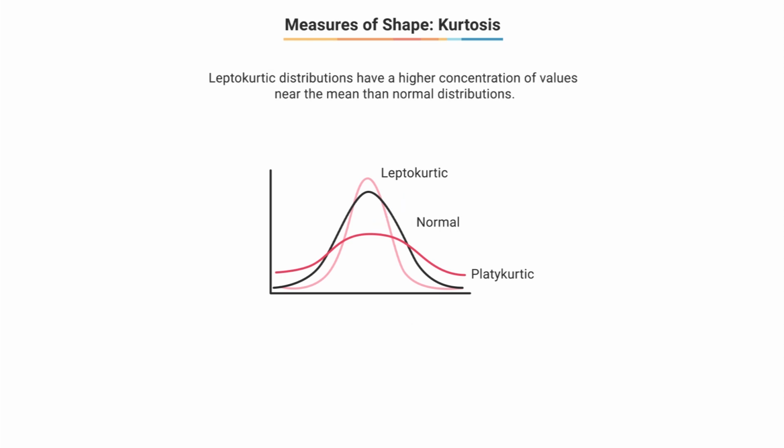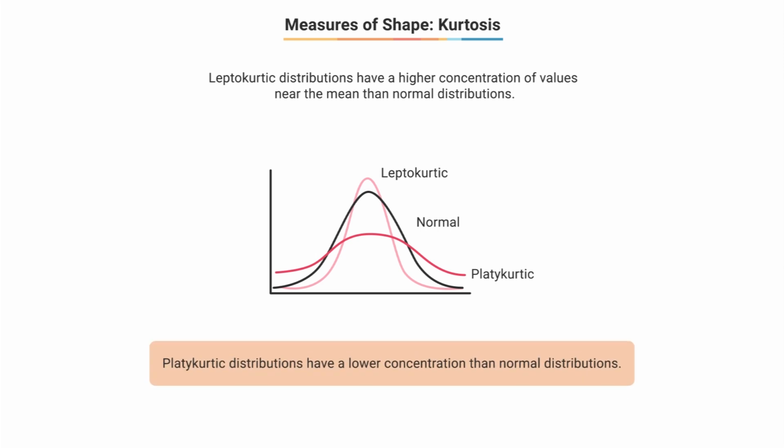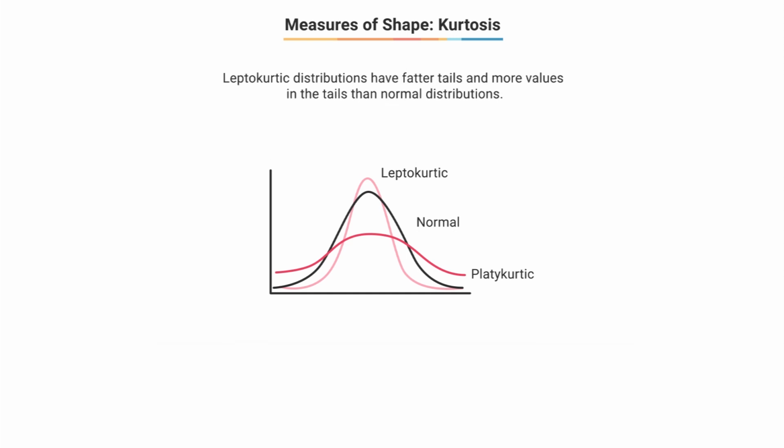A leptokurtic distribution has a higher concentration of values near the mean of the distribution compared to a normal distribution, while a platykurtic distribution has a lower concentration compared to a normal distribution. In affecting the shape of the central peak, the relative concentration of values near the mean also affects the ends or tails of the curve of the distribution. A leptokurtic distribution has fatter tails, many more values in the tails than a normal distribution has.